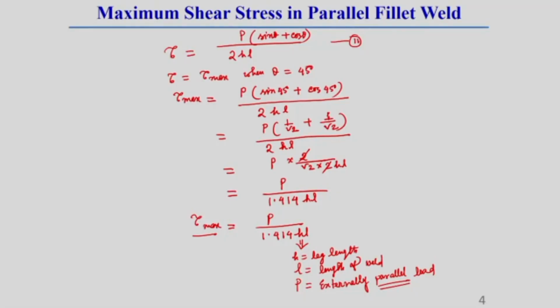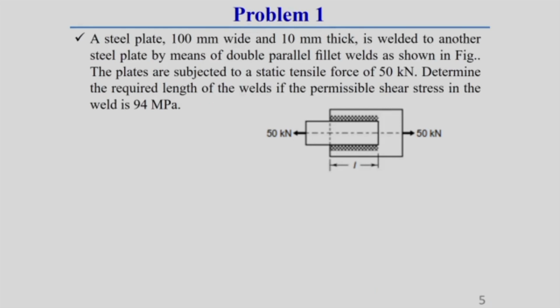So, we can prove that in the case of a parallel fillet weld, the maximum shear stress is acting at an angle of 45 degree with the horizontal axis, and its magnitude is P by 1.414 H into L. Now, we will solve some problems for parallel fillet weld. First we will solve one problem on parallel fillet weld. After that, we will discuss how the stress is distributed in the case of a transverse fillet weld.